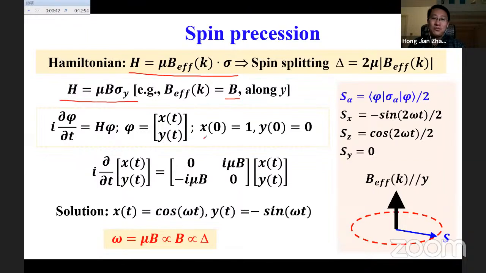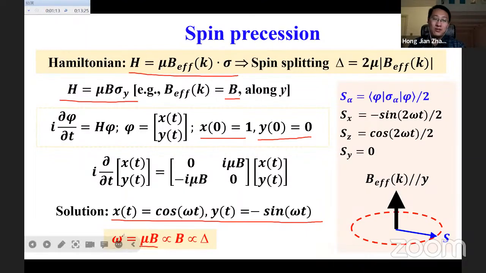So here, let's assume that initially the X component is one and the Y component is zero, so that the spin is perpendicular to the Y direction. So let's say initially the spinor is along this direction. And then we can solve the Schrodinger equation. We finally arrive at the solution here. So X(t) equals cosine omega t, where omega equals mu times B. So omega, the angular frequency, is proportional to the magnetic field, also proportional to the spin splitting magnitude.